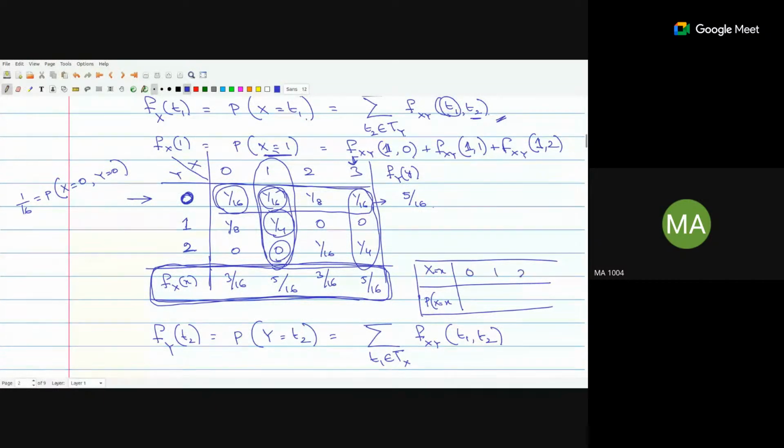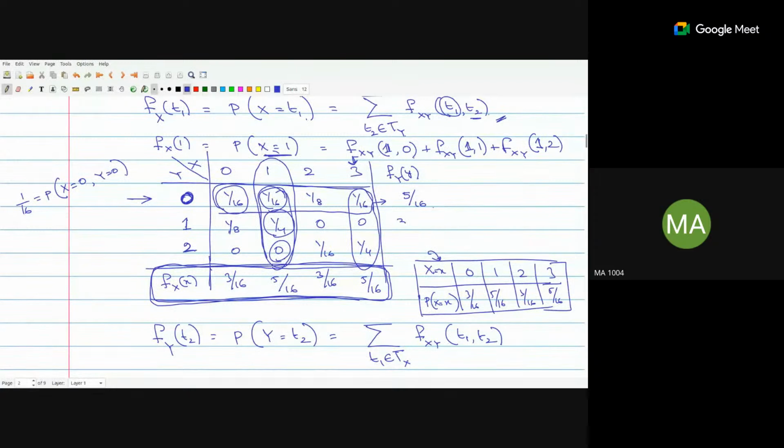This will be 0, 1, 2, 3, with probabilities 3 by 16, 5 by 16, 3 by 16 and 5 by 16. So this is the individual PMF of x, which we got from the joint PMF. If you know the joint PMF, you can construct the marginal PMF, or the individual PMF, separately. Similarly, you can do this also.